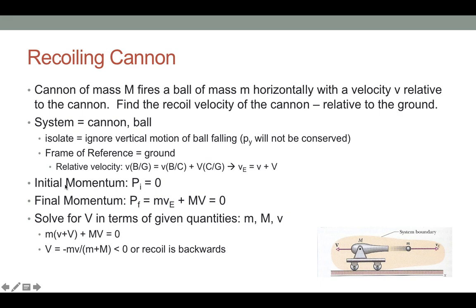Now we can use momentum conservation. We have no momentum to start out with, therefore we must have no momentum to end up with. But the final momentum must equal the mass of the cannonball times its velocity relative to the ground, plus the mass of the cannon times its recoil velocity relative to the ground. Then we can plug everything in and solve for the recoil velocity of the cannon. And note the sign we end up with is negative, which simply means the recoil is in fact backwards.